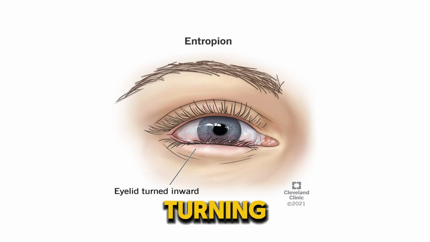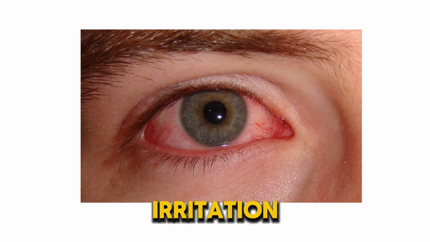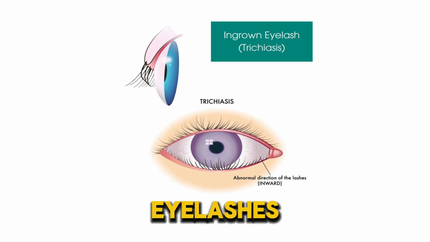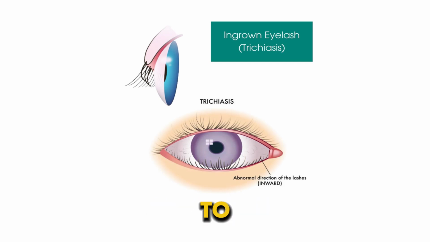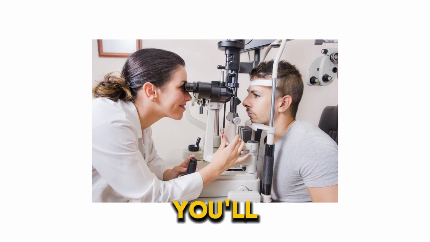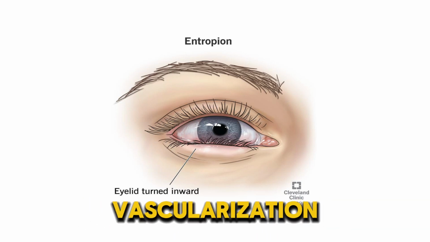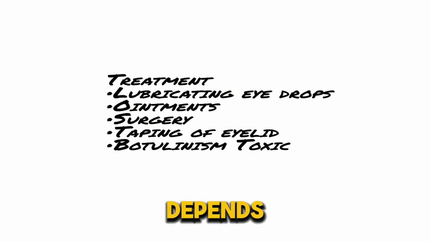Entropion is an inward turning of the eyelid margin, most commonly affecting the lower eyelid. Patients typically present with irritation, redness, tearing, and a foreign body sensation. A key feature is trichiasis, where the eyelashes rub against the cornea, leading to abrasions or even ulcers. On examination, you'll see inward rotation of the lid margin, and in chronic cases, you might even see corneal scarring or vascularization. Treatment depends on severity and underlying causes.